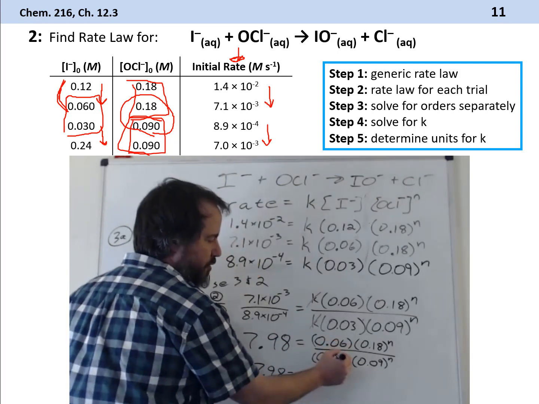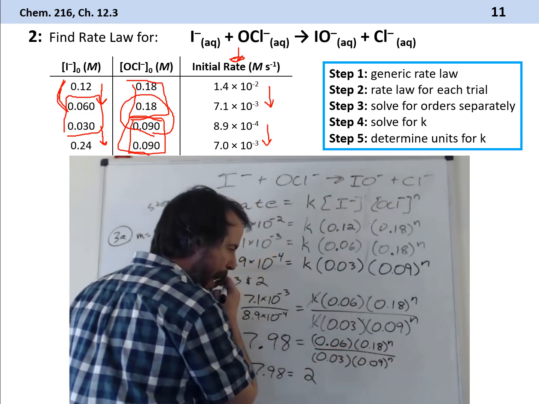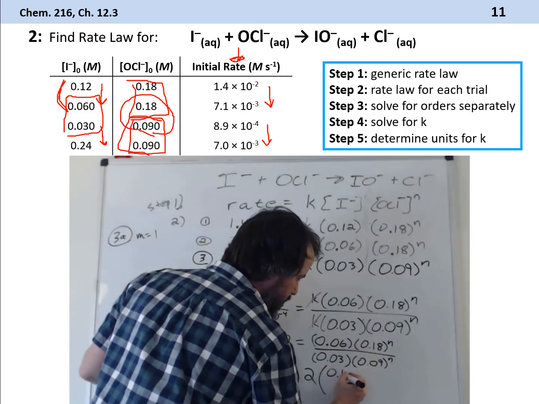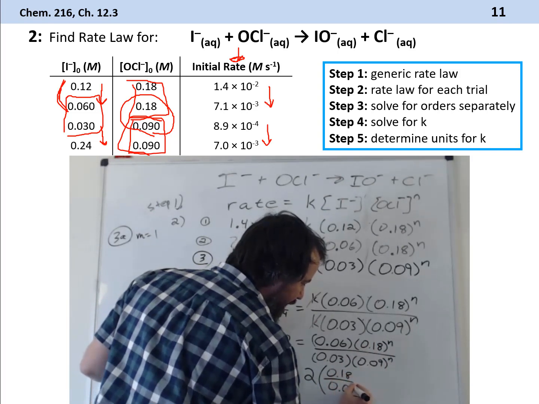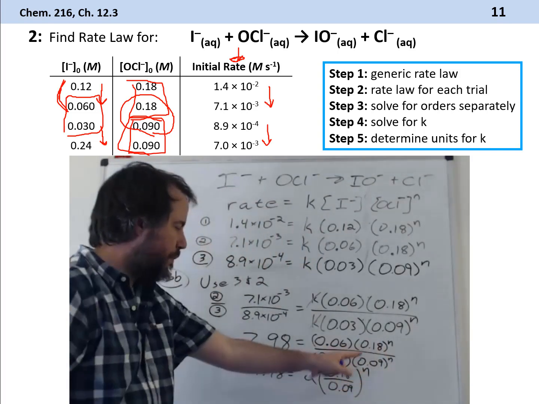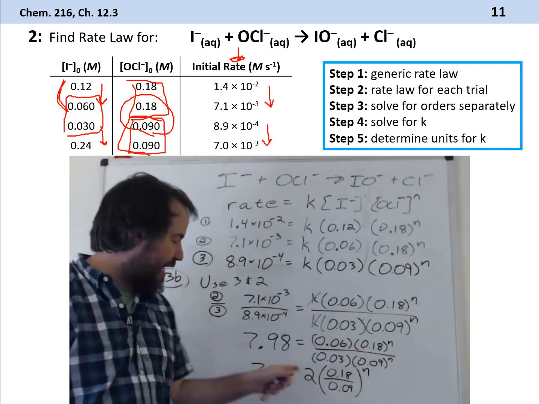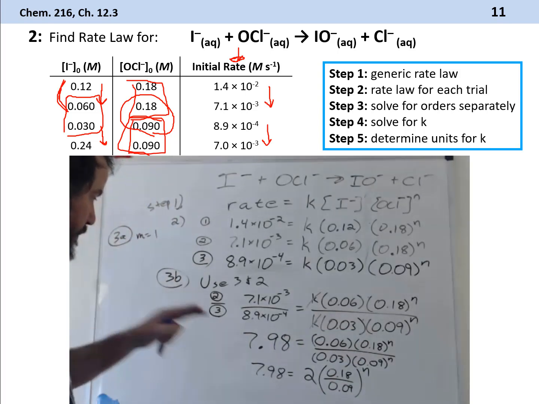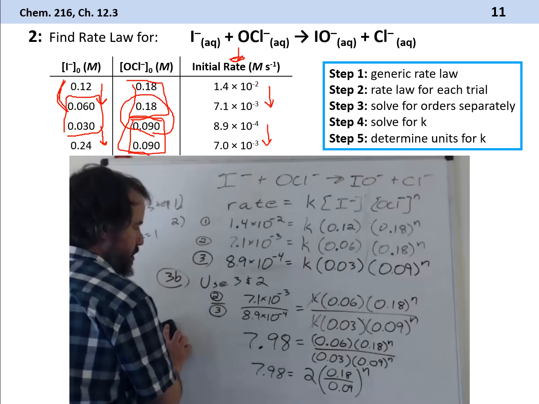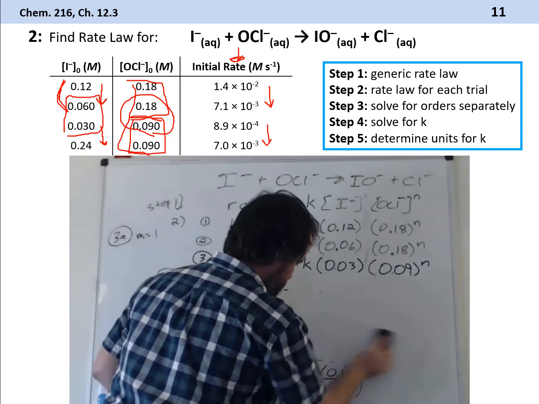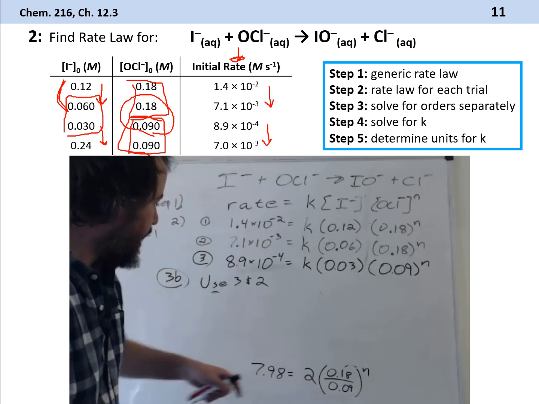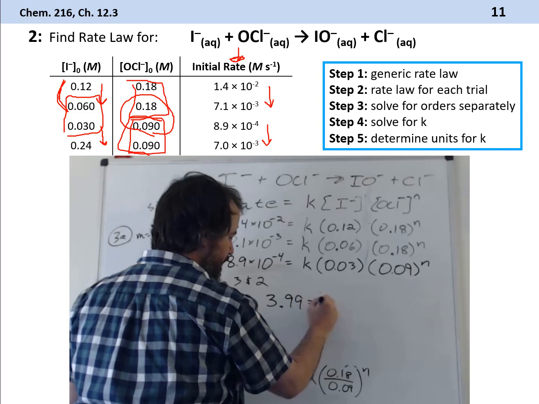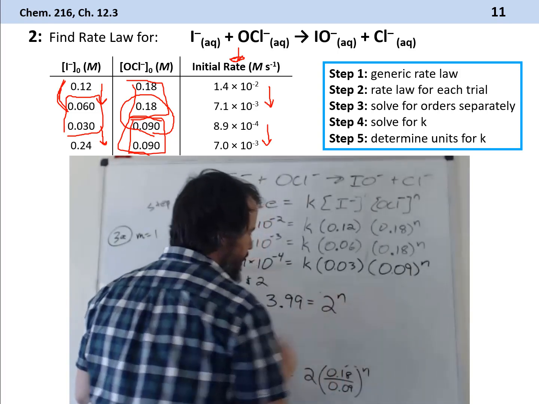I can go 0.06 over 0.03, that's 2. And now I have 0.18 over 0.09. I can group these 2, but only because they're the same power. I can't group this with this because they're not to the same power. Okay, so now I have this right here. From here, I can divide by 2. That's going to get me 3.99 equals 2 to the n.